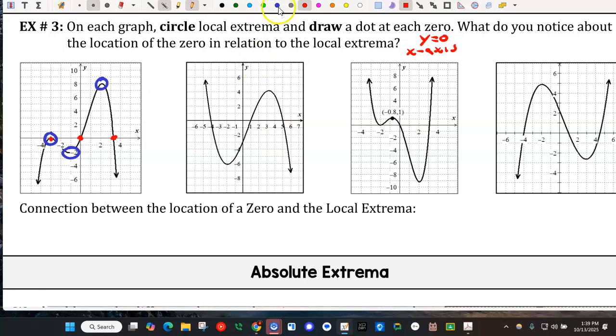Okay, so do that for the rest. See how many you can do on your own. Just check with mine as you are doing them.